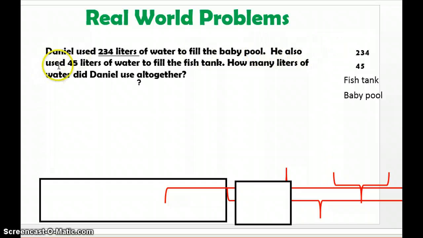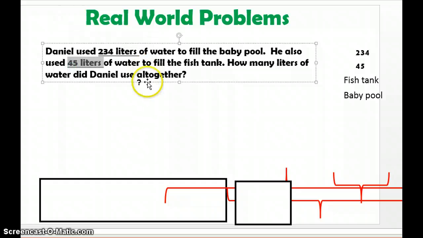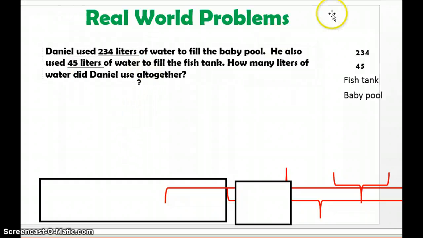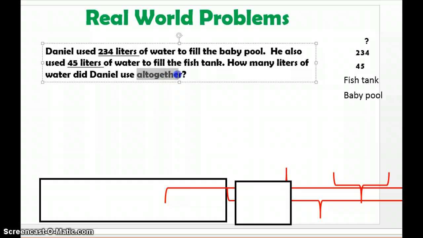He also used 45 liters of water to fill the fish tank. So this is also going to be important information. Good. How many liters of water did Daniel use altogether? Sorry, altogether is another clue, so I'm going to underline that. When I hear altogether, usually the problem is asking me to add.